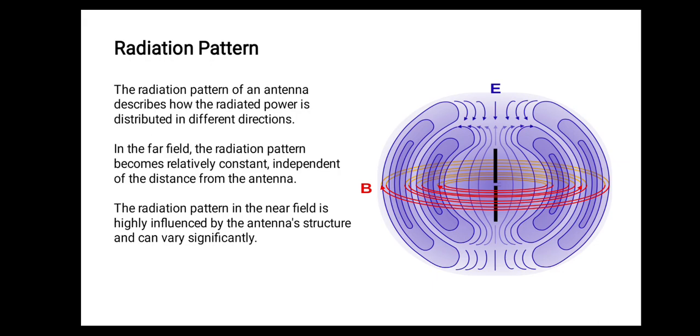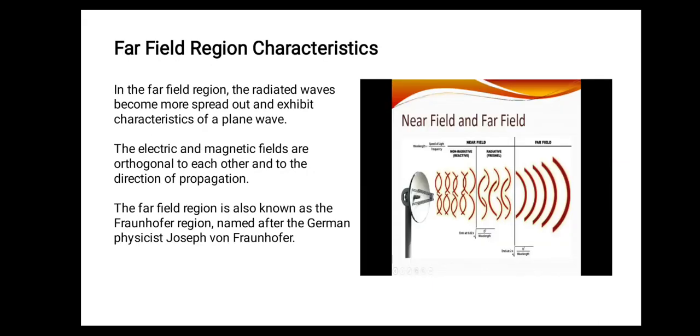The radiation pattern of an antenna describes how the radiated power is distributed in different directions. In the far field, the radiation pattern becomes relatively constant, independent of the distance from the antenna. The radiation pattern in the near field is highly influenced by the antenna structure and can vary significantly. Through the near field and far field, we can have the calculations for far field region characteristics.